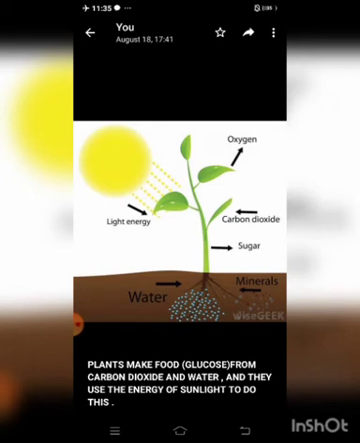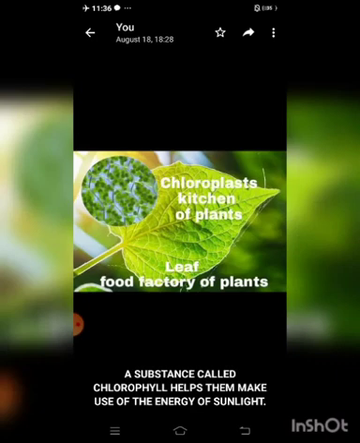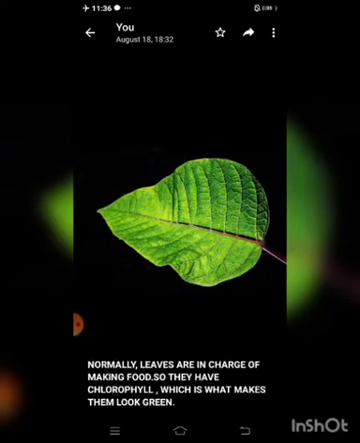Plants make food, that is glucose, from carbon dioxide and water, and they use the energy of sunlight to do this. A substance called chlorophyll helps them make use of the energy of sunlight. Normally, leaves are in charge of making food, so they have chlorophyll, which is what makes them look green.